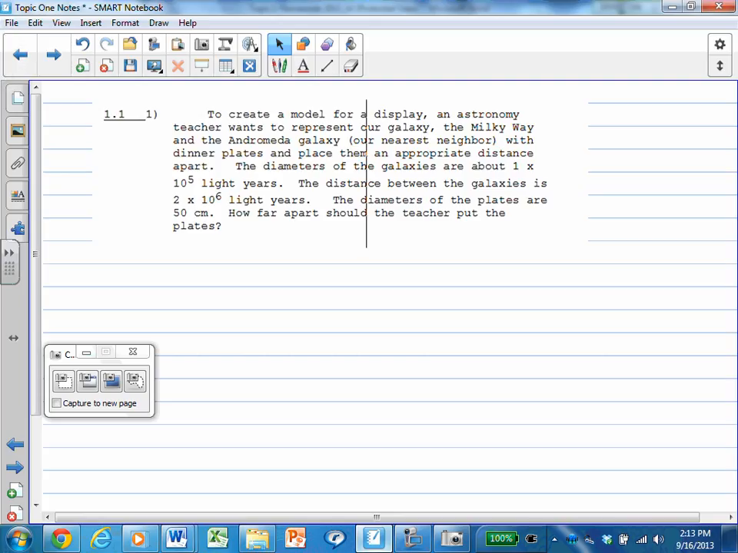It says to create a model for a display. An astronomy teacher wants to represent our galaxy, the Milky Way, and the Andromeda Galaxy, our nearest neighbor, with dinner plates, and place them an appropriate distance apart. The diameter of the galaxies is about 1 times 10 to the 5 light years. A light year is actually a distance, okay? The distance between the galaxies is 2 times 10 to the 6 light years. The diameter of the plates is 50 centimeters. How far apart should the teacher put the plates?